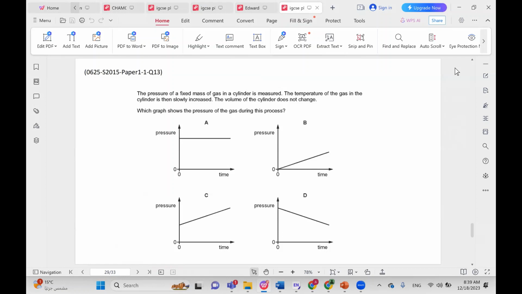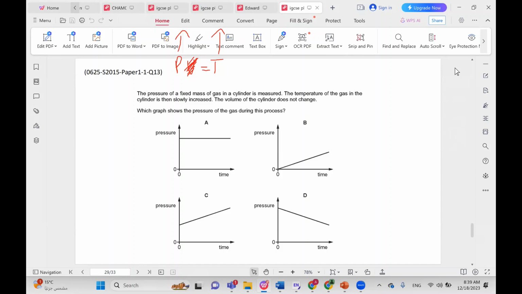The pressure of a fixed mass of gas in a cylinder is measured. The temperature of the gas is then slowly increased and the volume does not change. Which graph shows the pressure of the gas during this process? So let's start with our equation. PV equals KT, or equals T. K is a constant anyway. In this case, the volume does not change, so let's cross out the volume. What is the relationship between pressure and temperature? If you remember our mathematical analysis, we said that if they're on opposite sides, they have a direct relationship. So pressure and temperature have a direct relationship.